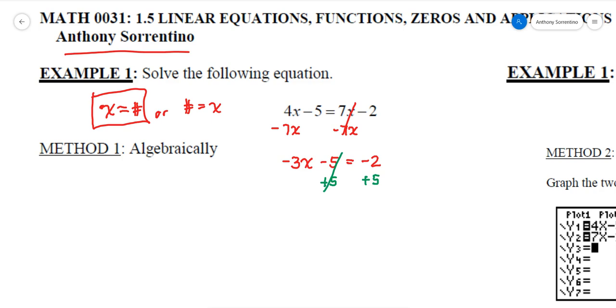So on this side, it's going to cancel. I'm going to have a negative 3x. On this side, I'm going to have negative 2 plus 5, which is 3. Then I'm going to divide both sides by negative 3. On this side, I'm just going to have a single x, 1x technically, and 3 divided by negative 3 is negative 1. This is the solution to that equation.